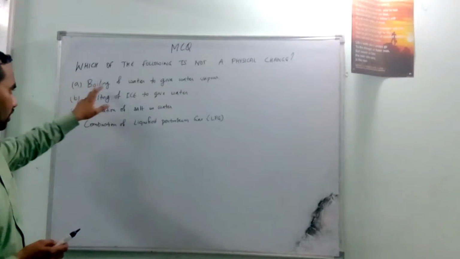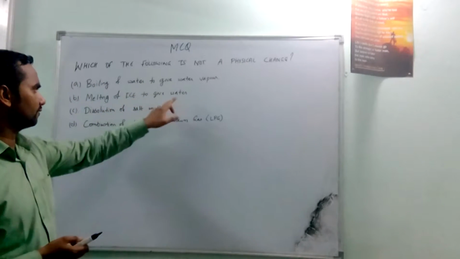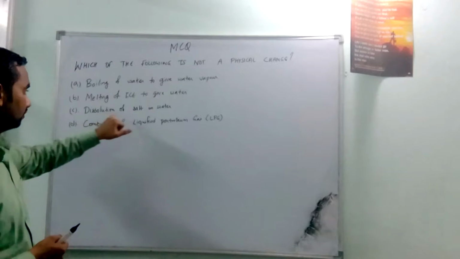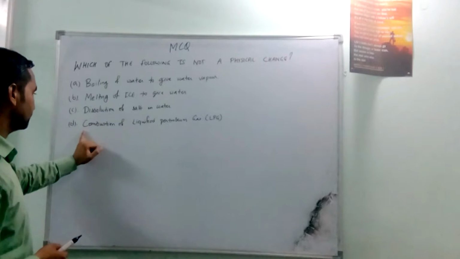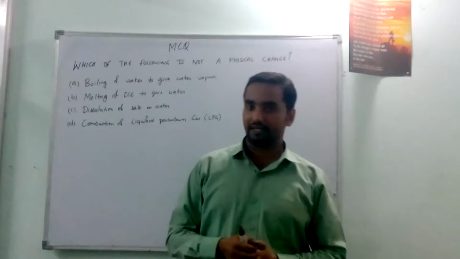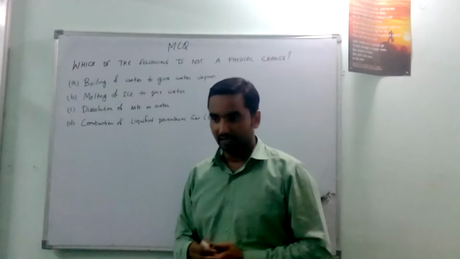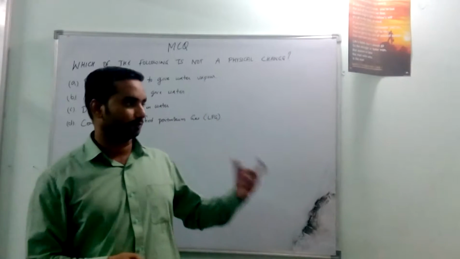The options are boiling of water to give water vapor. The second is melting of ice to give water. Third is dissolution of salt in water. And fourth is combustion of LPG, liquefied petroleum gas. Okay, from where do we start so that we can find the correct option? The first point is, let us see what the individual options are.